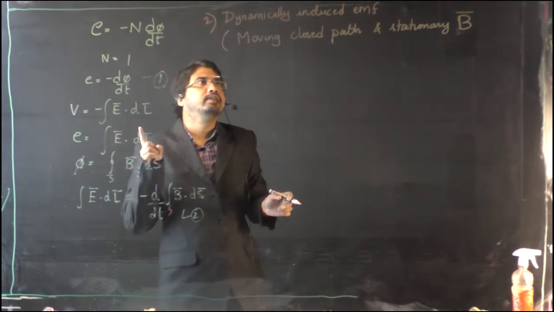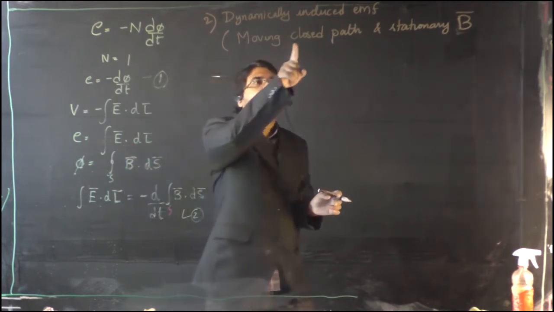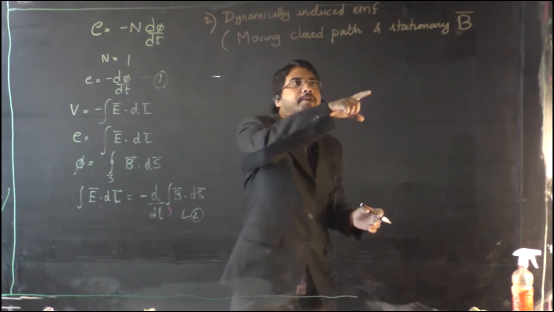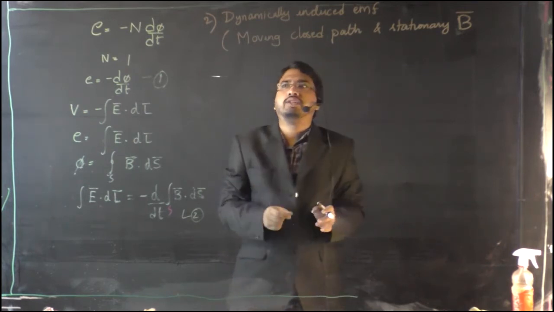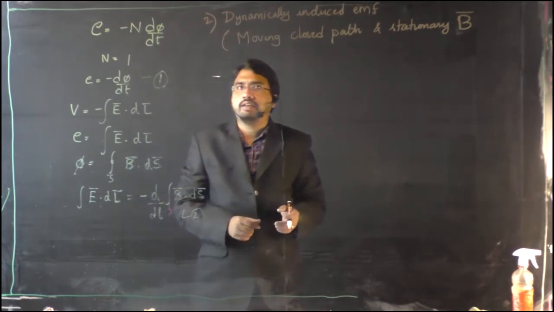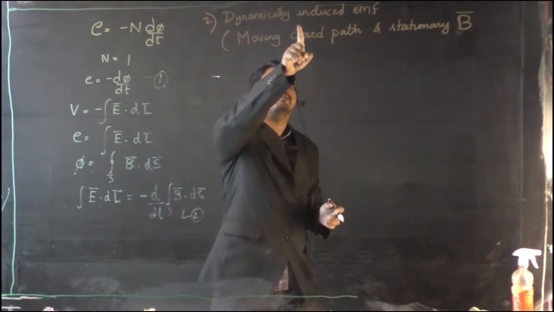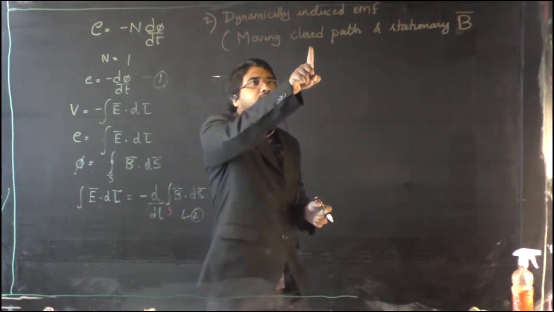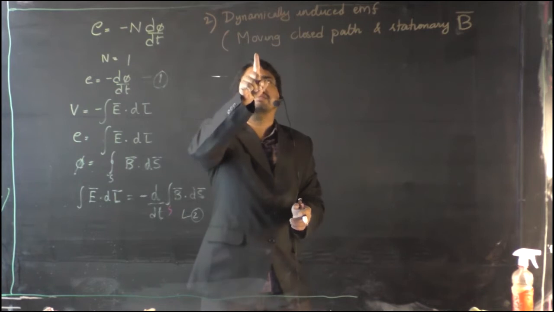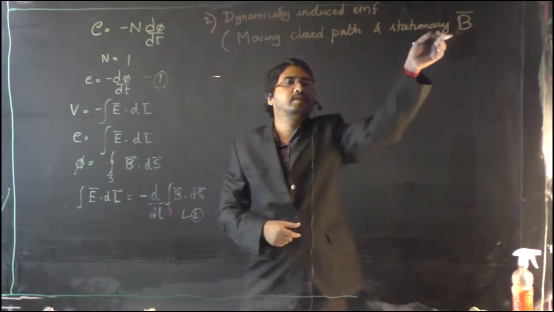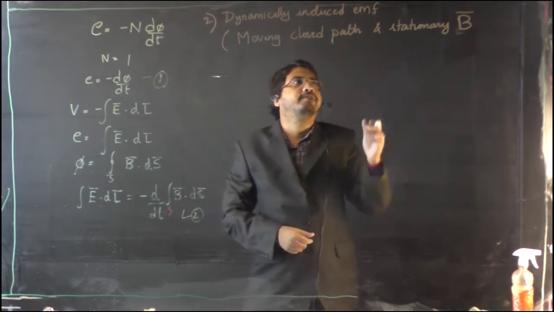That is statically induced EMF, where your closed path or conductor is stationary and your magnetic field B bar is varying. The example for that is the transformer in the case of statically induced EMF. Now for dynamically induced EMF, what is the condition? The conductor or closed path should be moving. That means your conductor is varying and your magnetic field B bar is stationary.